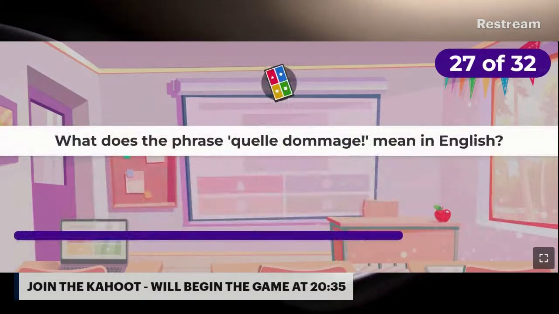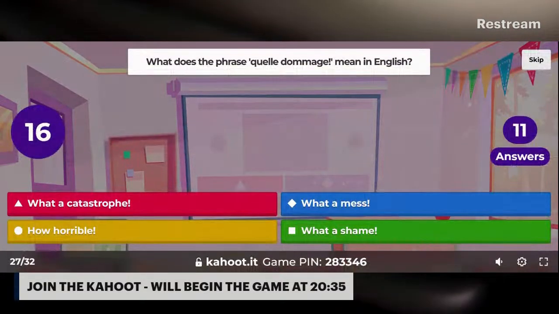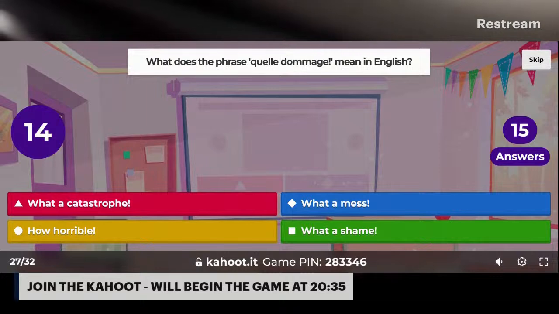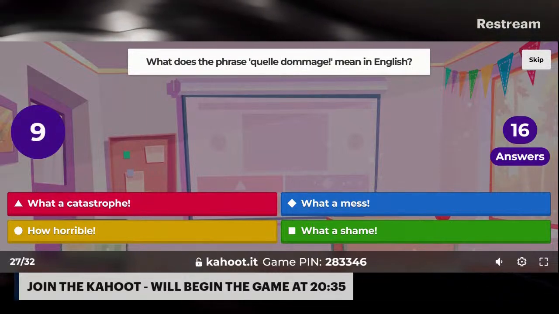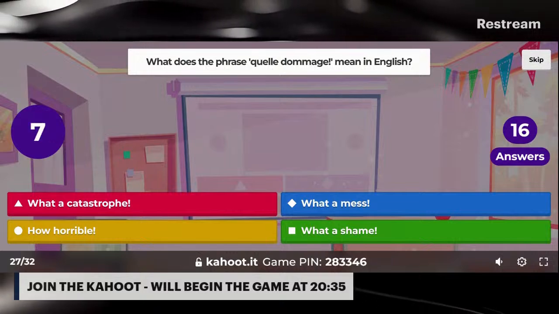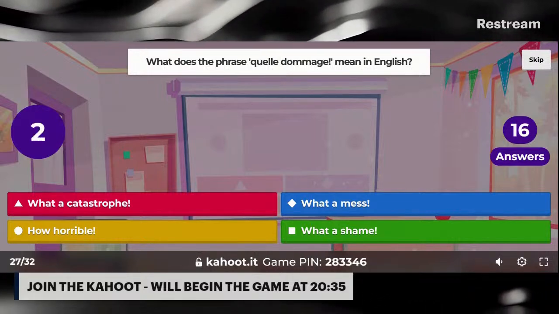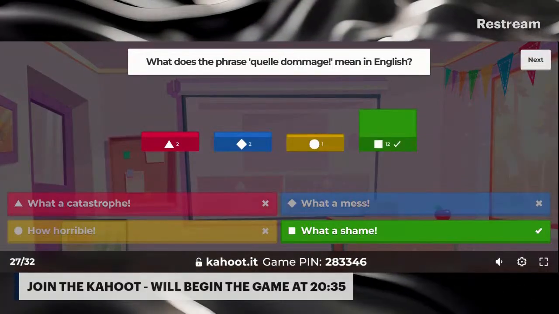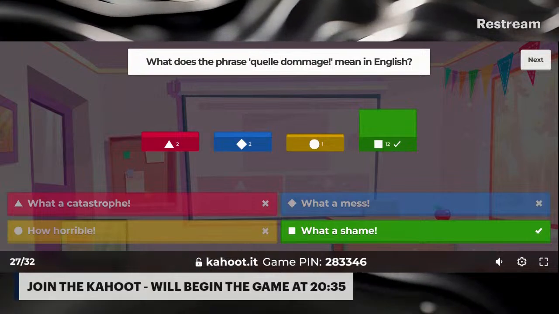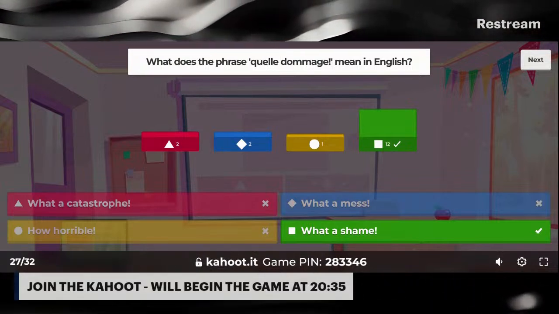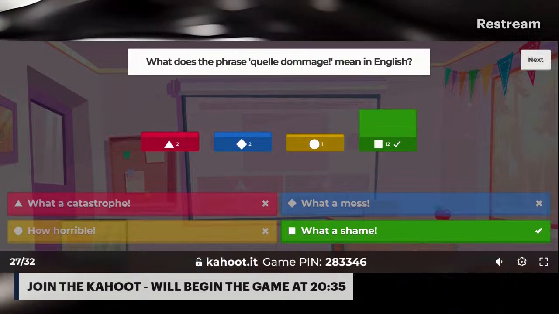What does the phrase quel dommage mean in English? So it means what a shame. Quelle catastrophe means what a catastrophe, and quelle horreur means how horrible. So it's what a shame.